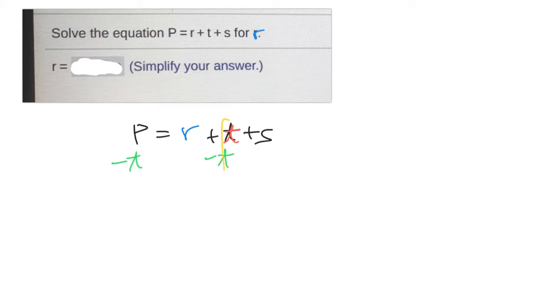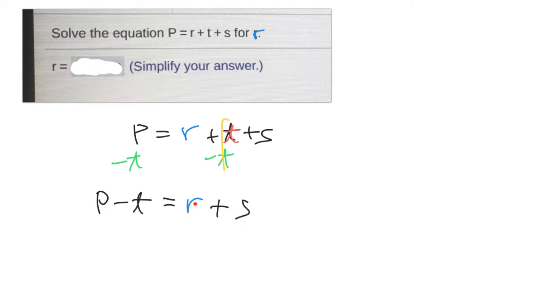Now, on the next line, you want to regroup and see where we are now after what I just did. Well, over here, it's P minus T. Now, P and T are not like terms, which means we cannot combine them, which means we are stuck with this. And what do we have on the right-hand side of the equal sign? Well, we have R, beautiful R. The T's are gone, right? That was the whole point of what we just did. And then we have plus S.